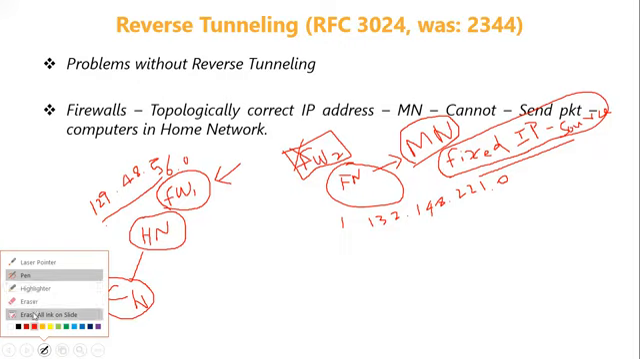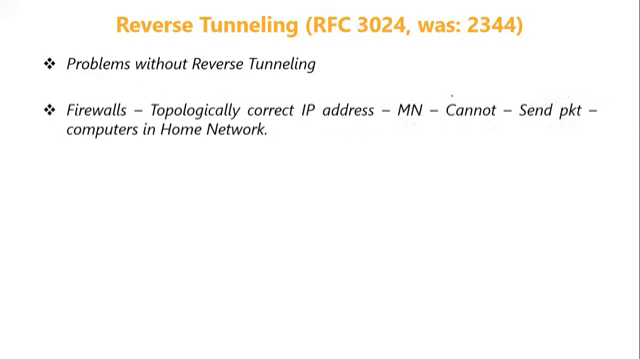This is one of the reasons why the mobile node cannot directly communicate with the correspondent node, because of the firewalls. So this is one of the reasons why reverse tunneling is required.